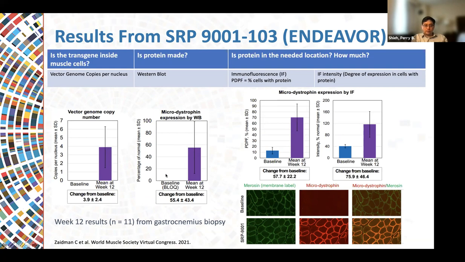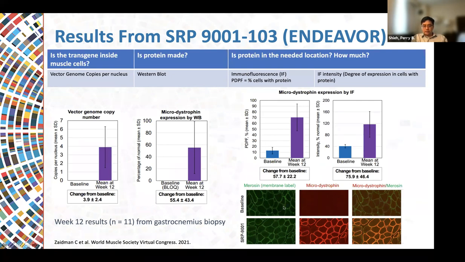If you look at the protein, once again, this is by Western blot, we're homogenizing the muscle biopsies, running it on a gel and seeing the intensity of the band. You can see that at baseline there was nothing, and then at 12 weeks it says 55.4%. So 100% is how much you and me might have, assuming we don't have muscular dystrophy. That's more than half the amount of dystrophin that I might have in my muscles.